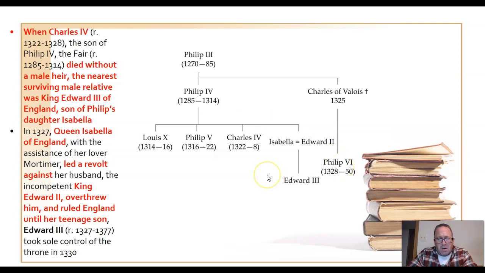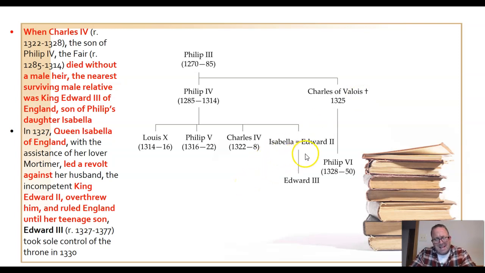And just so you know, this ruling family of France, they're known as the Capets, all right? Or the Capetian dynasty. So when Charles IV dies, so too does the Capetian dynasty. And we're going to have a new ruling family in France, and they'll be the Valois. Got that? All right, so we got a new ruling dynasty in France. They're known as the Valois.